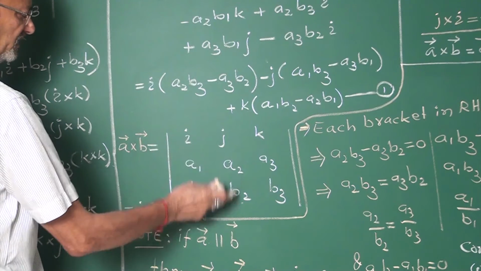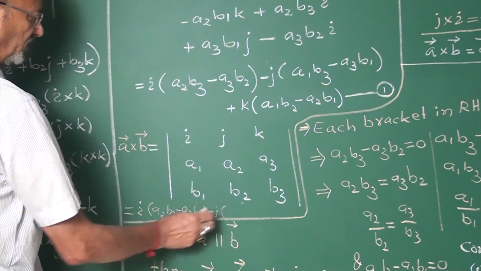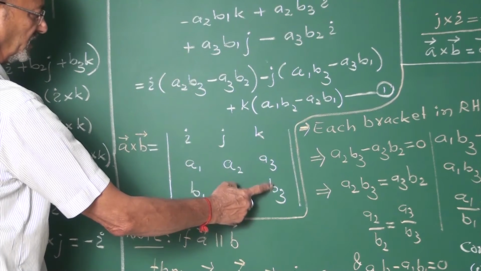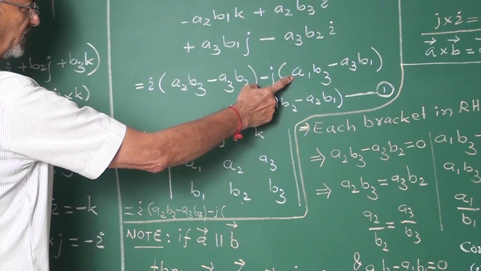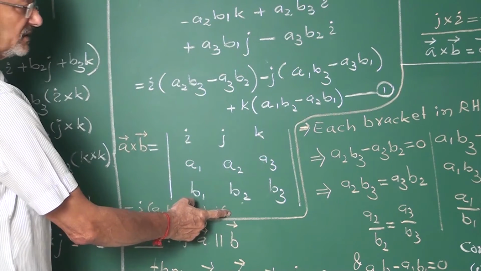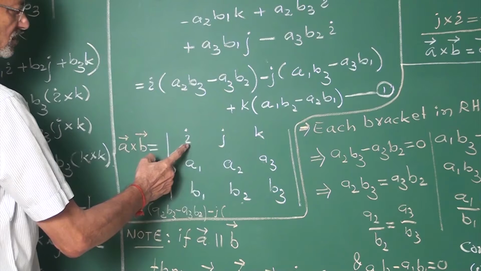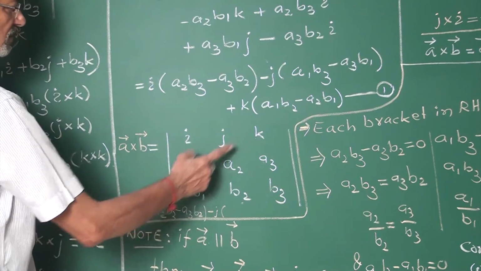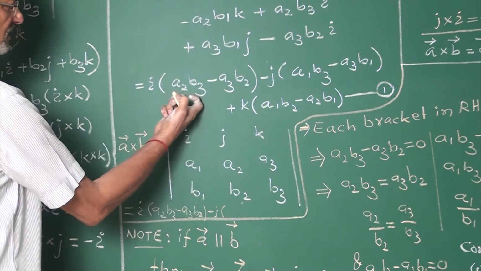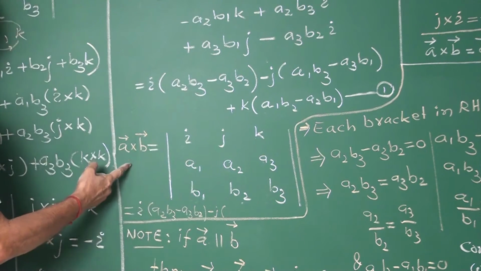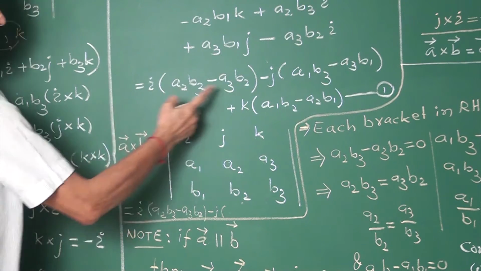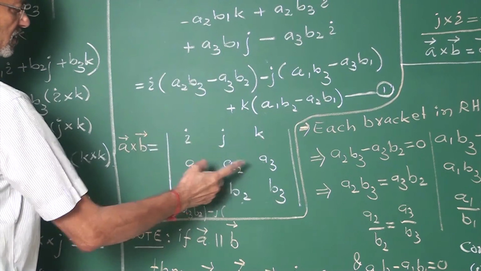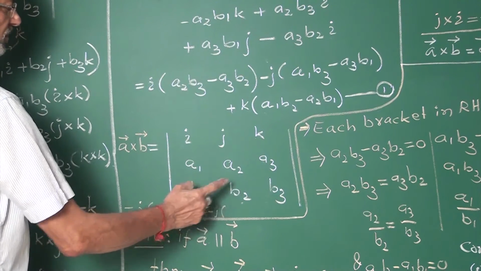Now plus minus j into, it is minus j into, leaving the elements of the first row and second column, a1 b3 minus a3 b1. Then plus k into, leaving the elements of the first row and last column, a1 b2 minus a2 b1. Then this expression 1 is nothing but the determinant: first row i j k, second row a1, a2, a3, third row b1, b2, b3.